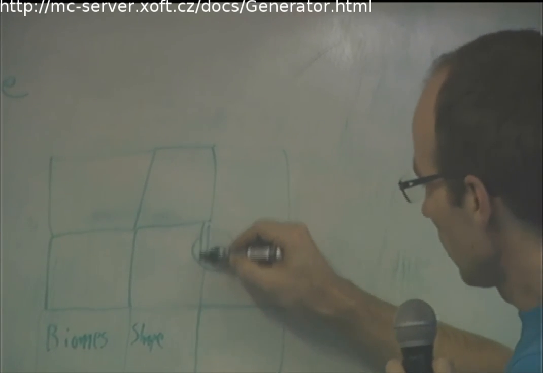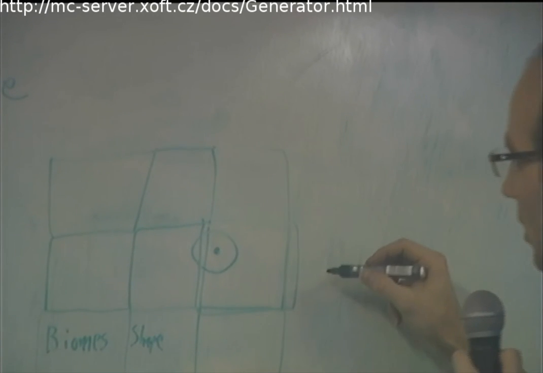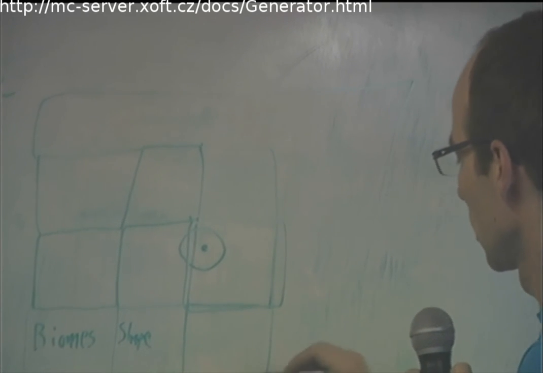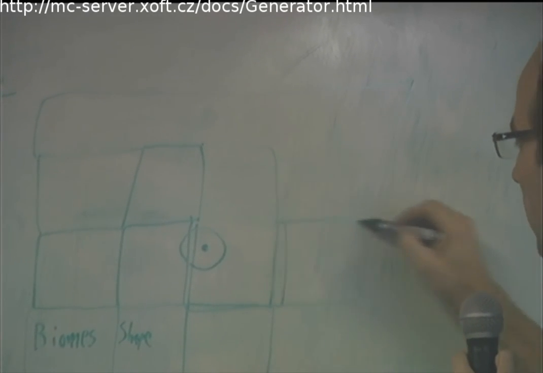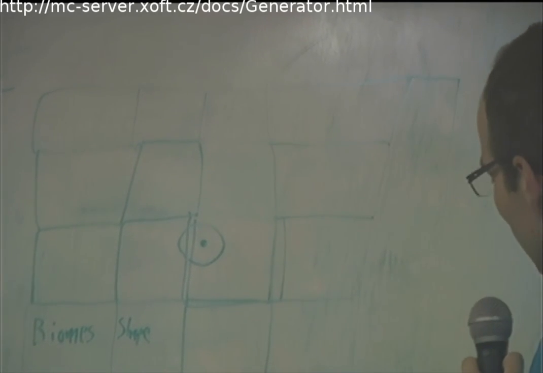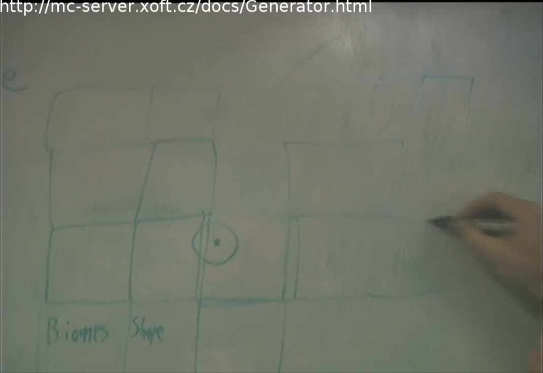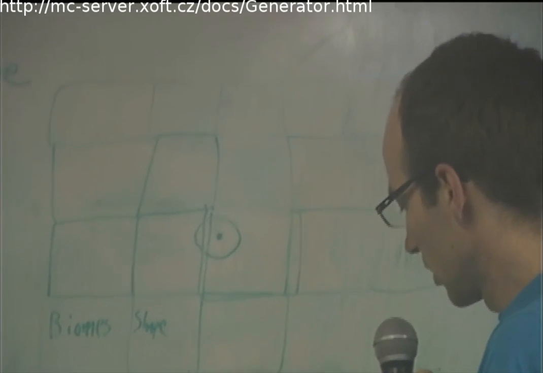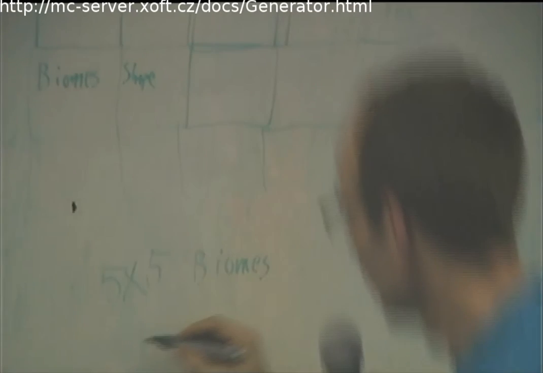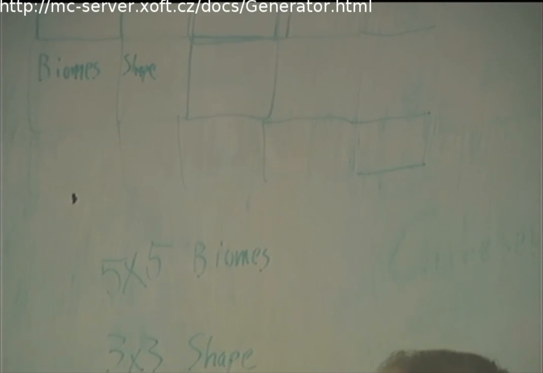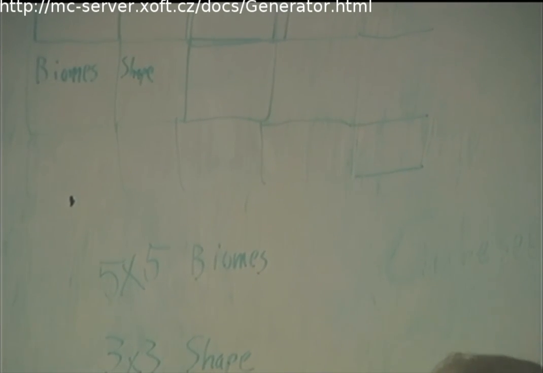So we're still generating this chunk, but we're already generating a 5x5 area of biomes, because the tree could be here, could be here, could be anywhere. One more, right. So that's 5x5 biomes, 3x3 shapes, plus 1 finisher. And this is what it takes to generate one single chunk. That's crazy.